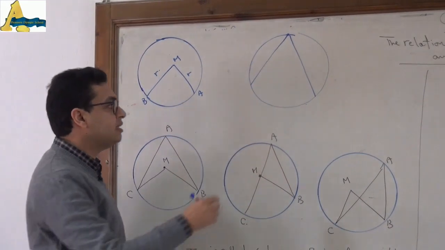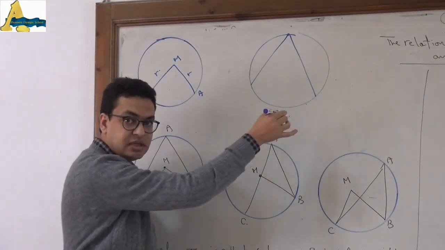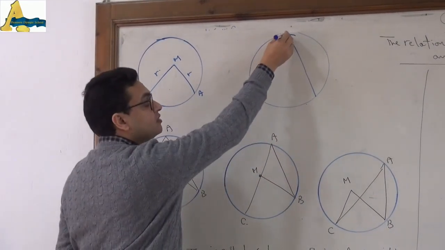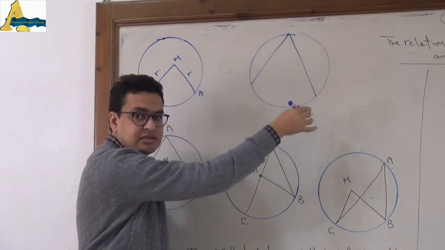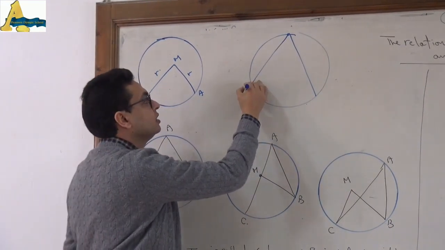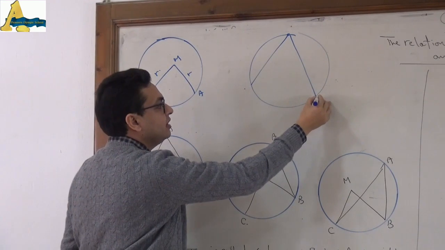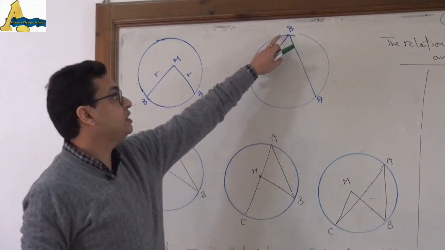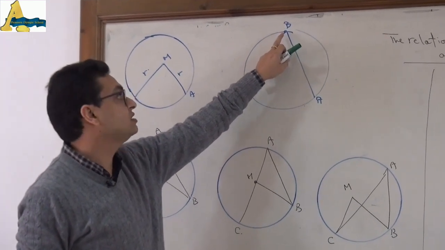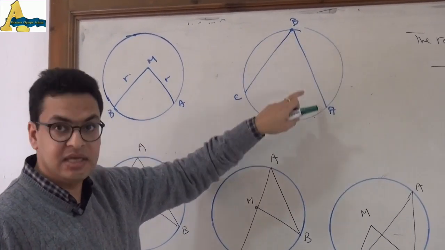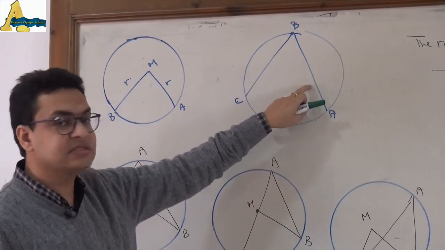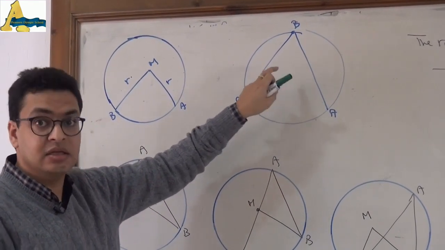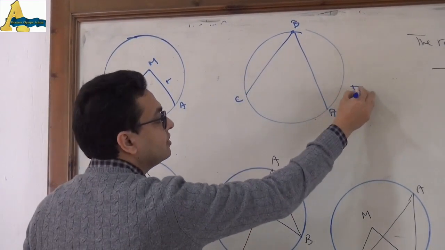The inscribed angle is the angle inside the circle, its vertex is on the circle and its two sides contain two chords, like this, angle ABC. Its vertex B is on the circle and its two sides BC and BA contain two chords inside the circle. This angle is called an inscribed angle.